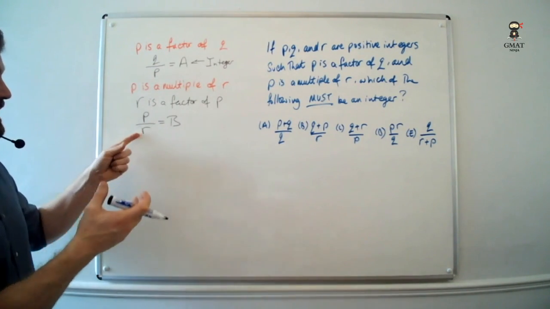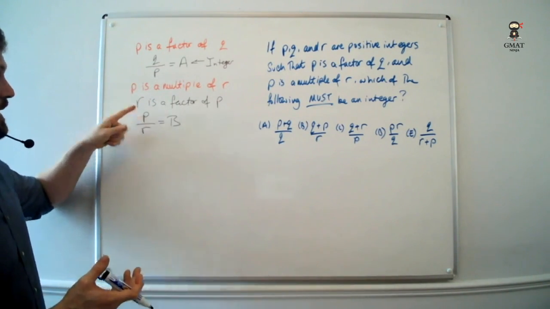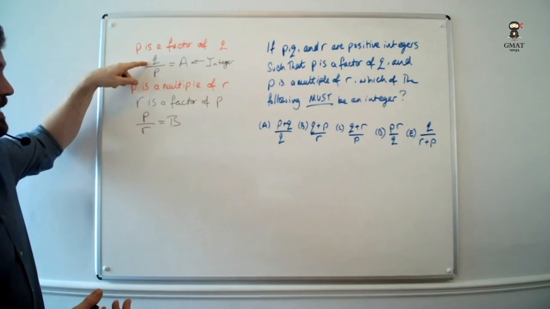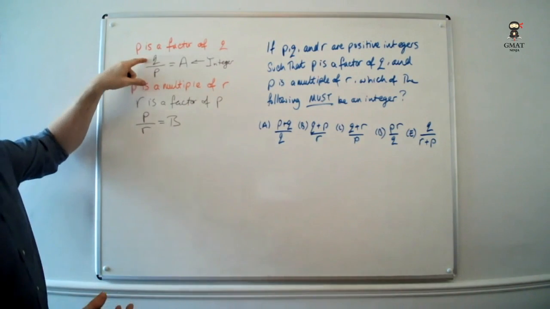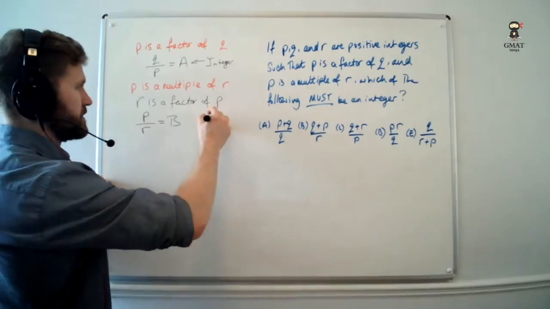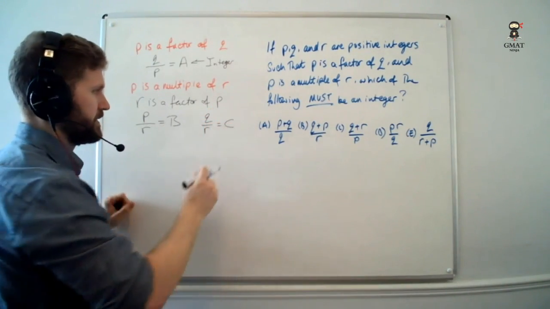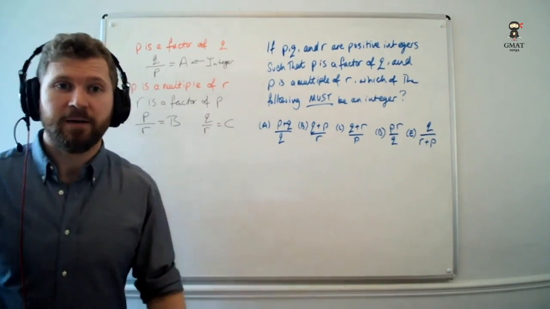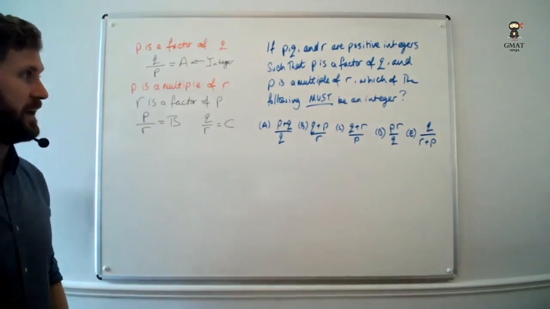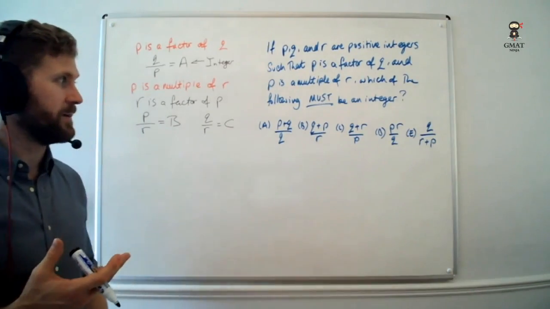Now, if R is a factor of P and P is a factor of Q, well, then we could say that R will also divide Q. And so I could say that Q over R, again, don't know what the number is, don't care, but it will equal some whole number. And that's going to be enough to get me through here.